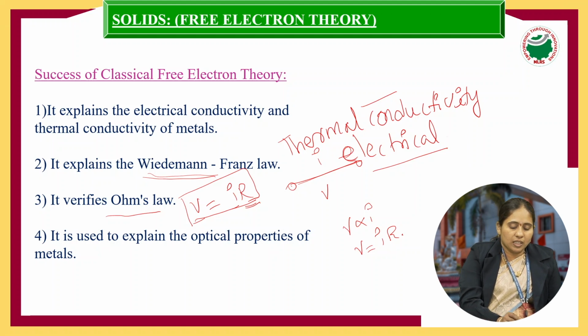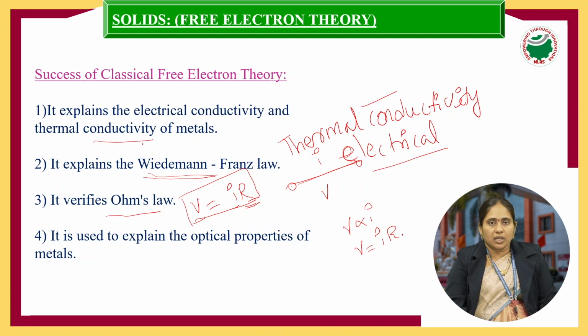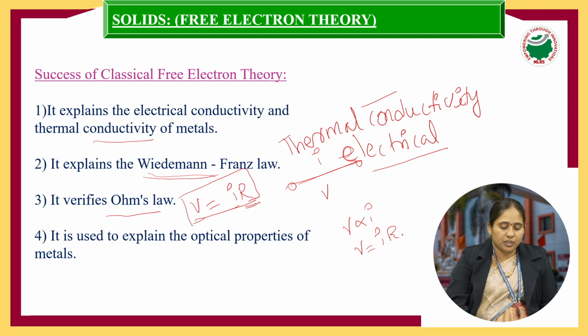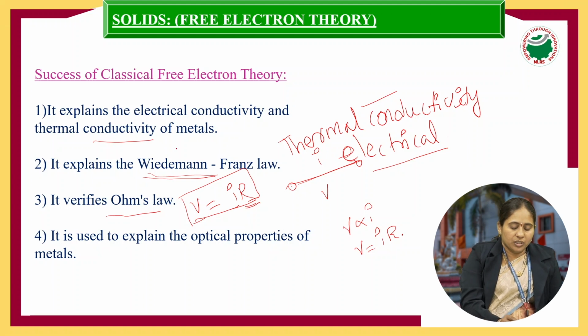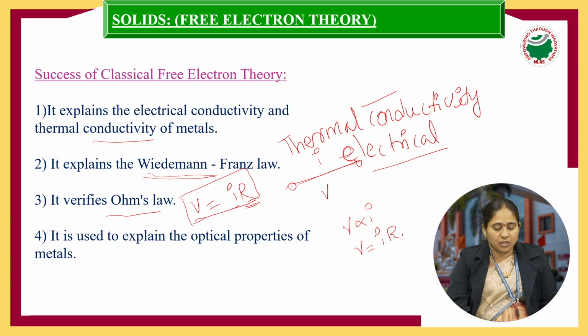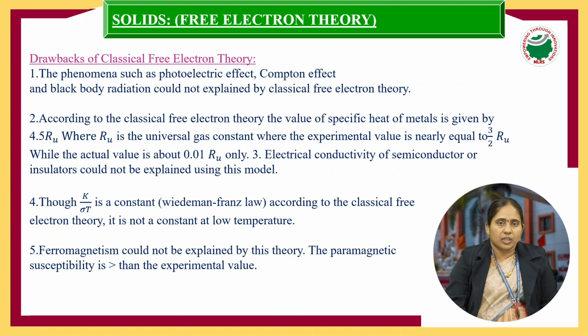Next, electrical conductivity and thermal conductivity: both these properties were explained using the classical free electron theory. That is a success of the theory. Not only thermal and electrical but also the optical properties of metals. So these are all successes of the classical free electron theory: thermal, electrical and optical properties, the relation between thermal and electrical conductivity, that is the Wiedemann-Franz law, and it also verifies Ohm's law.